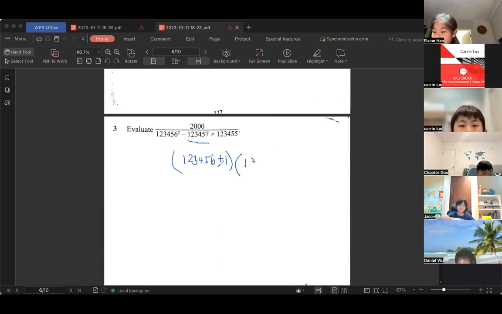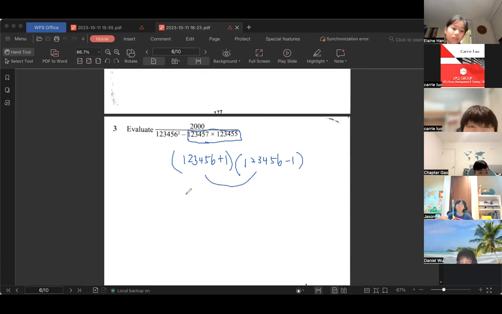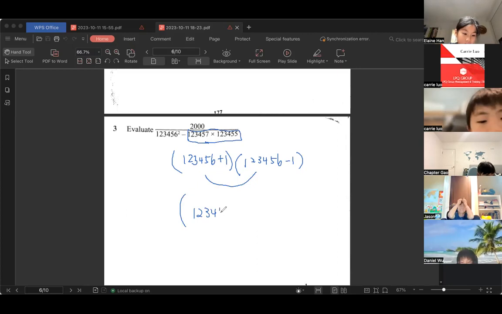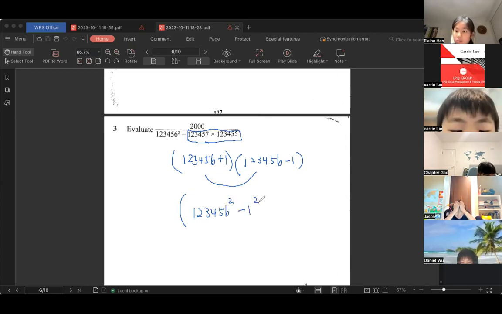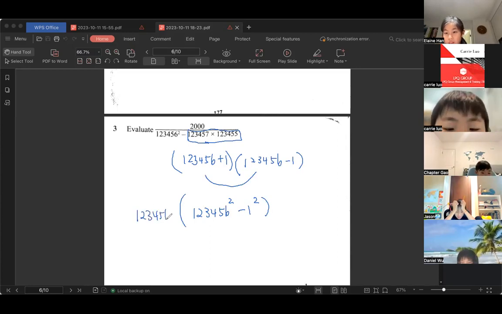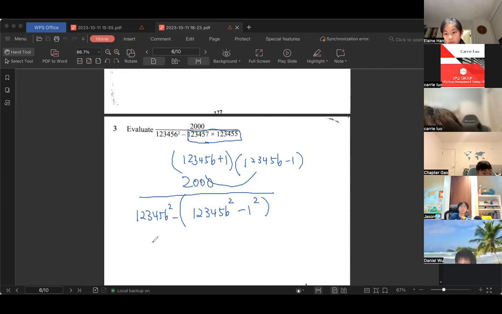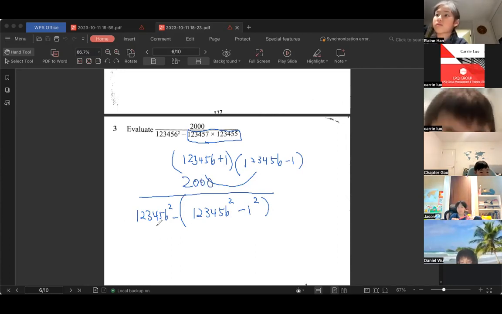So 1, 2, 3, 4, 5, 6 plus 1 times 1, 2, 3, 4, 5, 6 minus 1. Do you agree with me on this one? Yeah. Okay, so this one equals what? Equals 1, 2, 3, 4, 5, 6 squared minus 1 squared, correct? So the bottom equals 1, 2, 3, 4, 5, 6 squared minus this, and 2000 over. Okay, I have helped already. I think you can give me the answer directly, boys and girls.